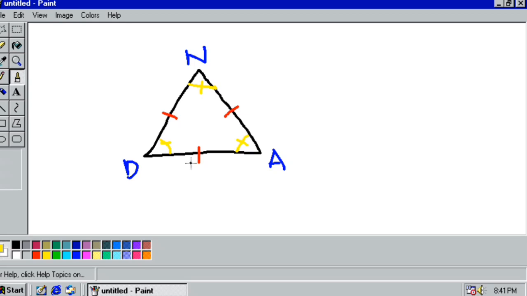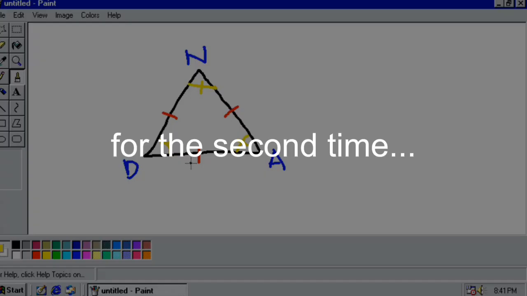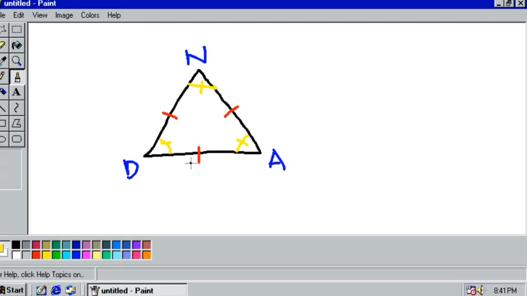As I said earlier, for the second time, how many degrees are the interior angles of a triangle? That is 180. So that means all angles in an equilateral triangle have equal measures. Since we have three angles here, let's divide 180 by 3. That's 60. So all angles in an equilateral triangle always have 60 degrees.